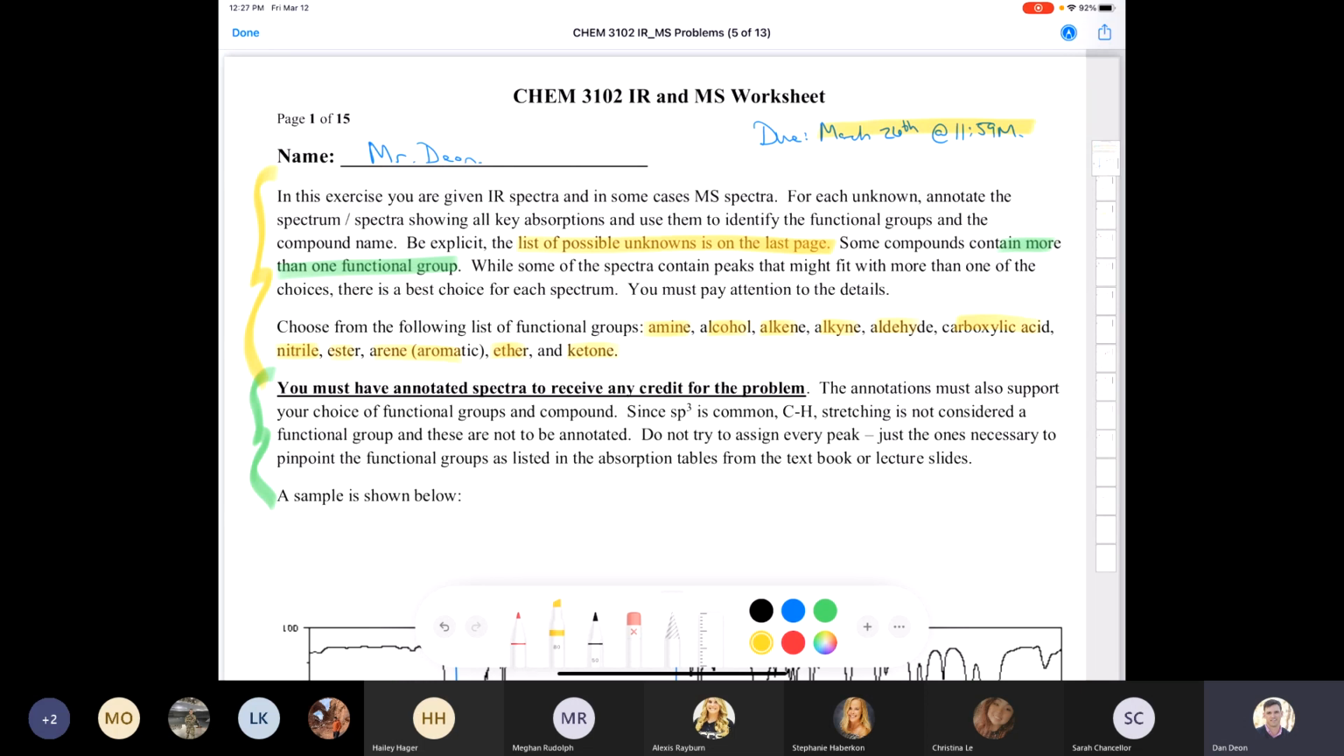Are there any questions about the worksheet before we take a look at some new signals in the IR that we didn't discuss in lecture? Are there any questions about this?